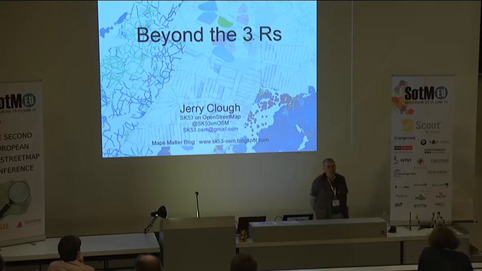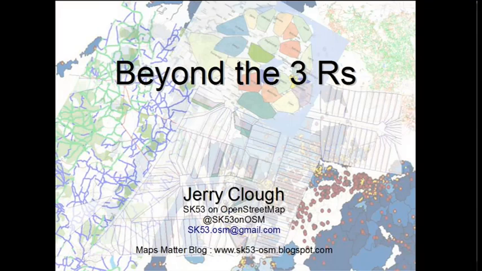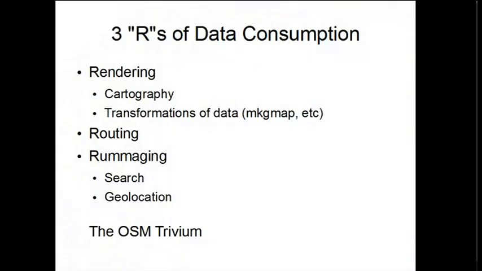I'm going to talk fairly generally about why doing analysis with OpenStreetMap data is not only interesting, but can also lead us to improve the data in ways which we wouldn't do with the sort of mainstream activities we do. And the mainstream activities are what I call the 3 R's.